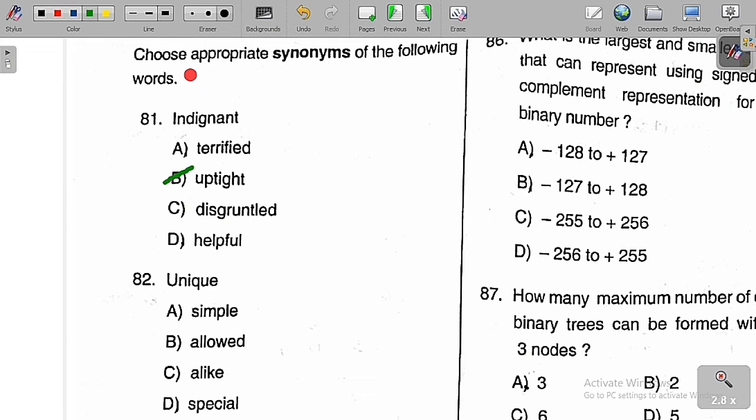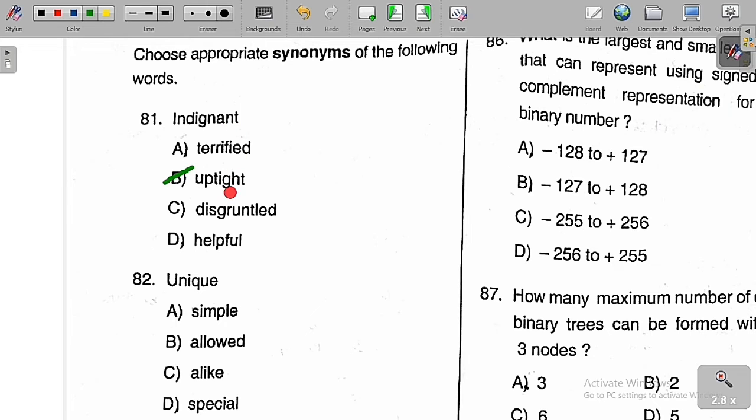So now we are going to solve another question. See the question here. Choose the appropriate synonym of the following words. So now we are going to discuss the synonyms of English words. So this is a question. See, indignant. For this word, indignant, we have to figure out the synonym. Option A, terrified. Option B, uptight. Option C, disgruntled. Option D, helpful. So out of the four options, option B, uptight, is the correct solution of this question. So for indignant, the synonym is uptight.